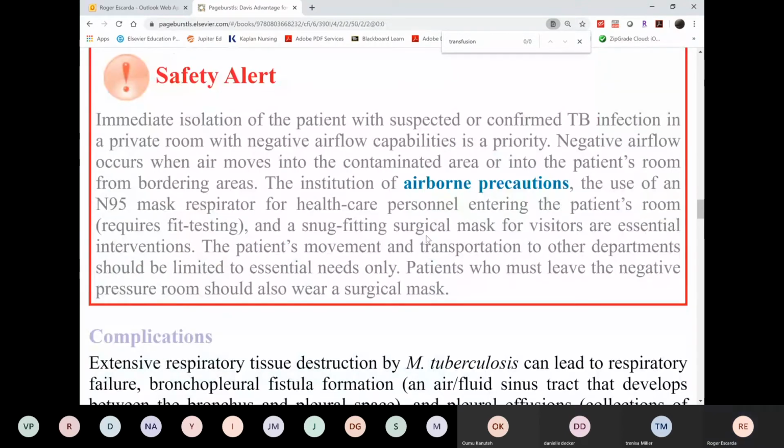Okay, once we confirm somebody has active TB, so this is the primary progressive TB or the drug resistant one, these patients are symptomatic, so therefore they are contagious. This is your airborne precaution. So what do we do?